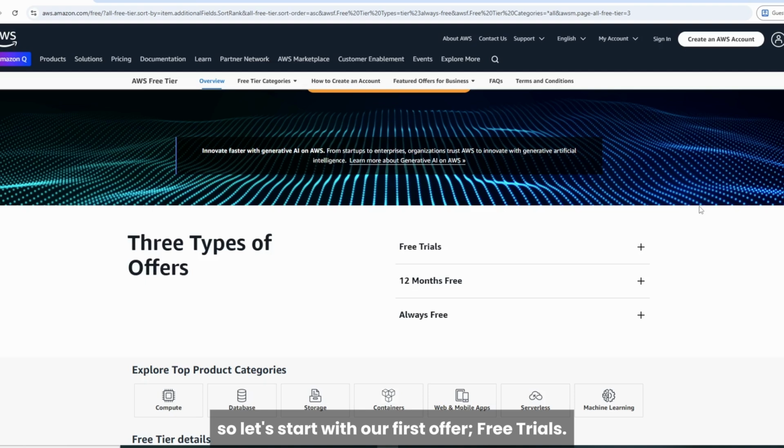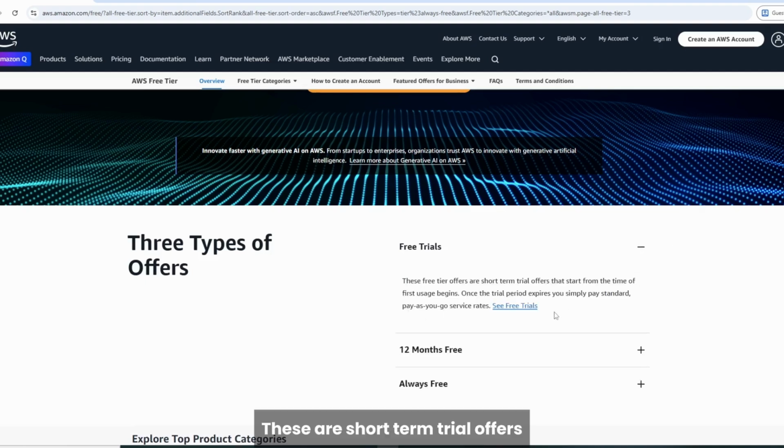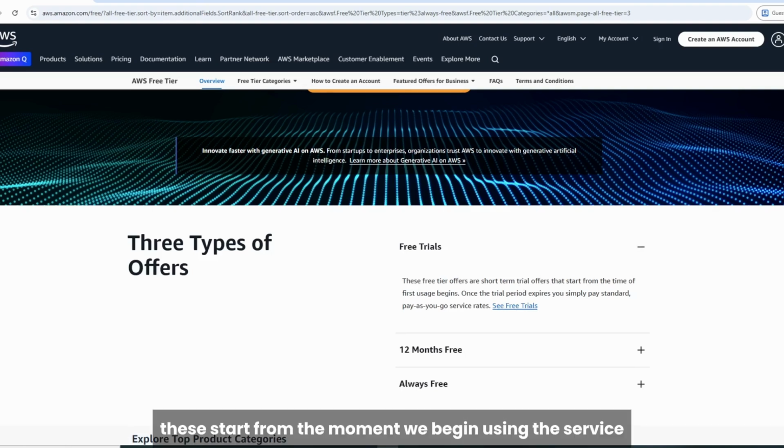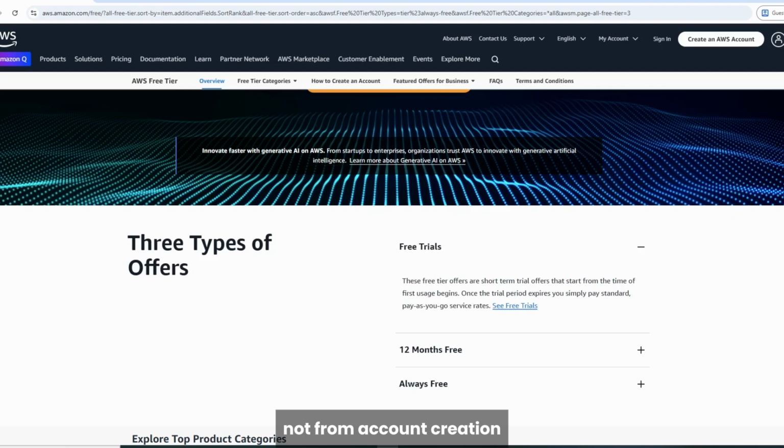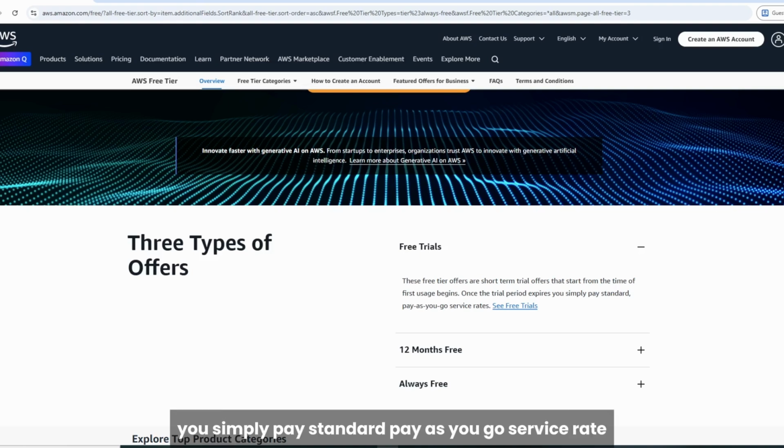So let's start with our first offer, free trials. These are short-term trial offers that AWS gives to us. Now, key point, these start from the moment we begin using the service, not from account creation. What that means is that the free trial offers are available to you during the 12-month free tier duration and even after the free tier duration. However, once the trial period expires, you simply pay standard pay-as-you-go service rate. And this charge will apply whether the trial period expires within the free tier duration or after.